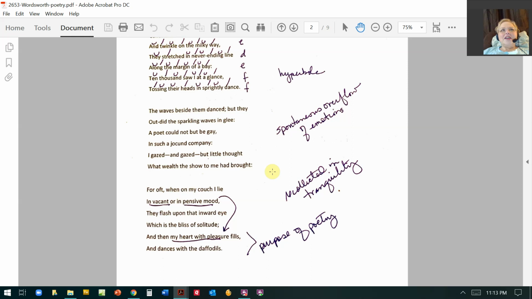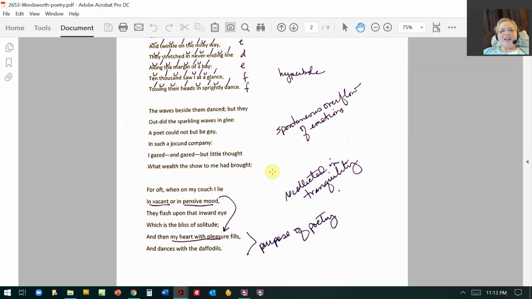And he says, and I gazed, and gazed, but I didn't even begin to imagine what wealth I had really had. Now we're going to see this repeated in Tintern Abbey when he talks about what he was like 5 years ago when he first saw Tintern Abbey and then what he's like now, 5 years older, right? So this is a repeated thought that sometimes you don't understand the true experience, and that's why you have to go home and be tranquil and meditate, and then you get it.